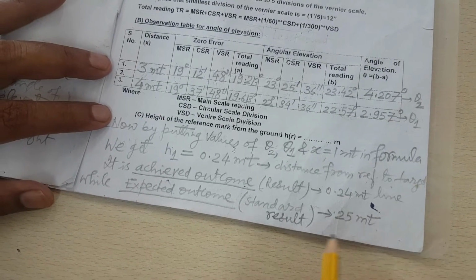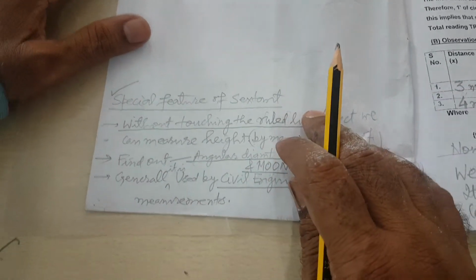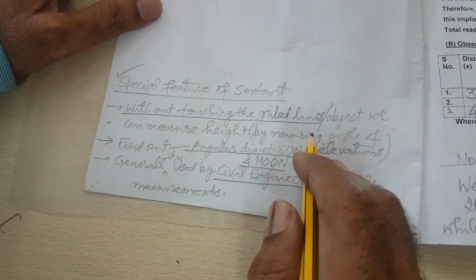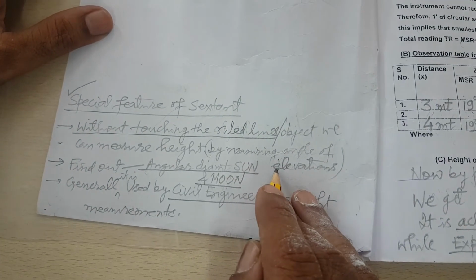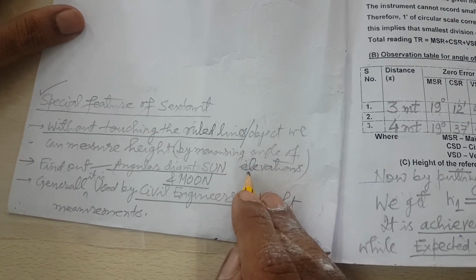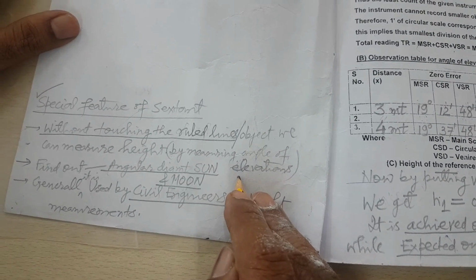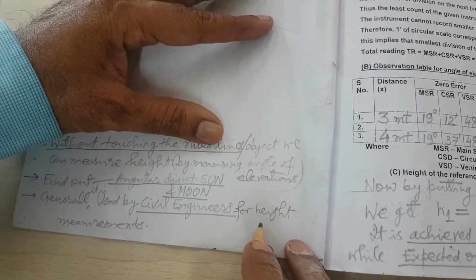So this is the special feature of the sextant, which we have already discussed. Without touching the lines, we can measure the height by measuring the angles of elevation. We can also find out the angular diameter of the sun and the angular diameter of the moon. Generally this experiment is used by civil engineers for height measurements.